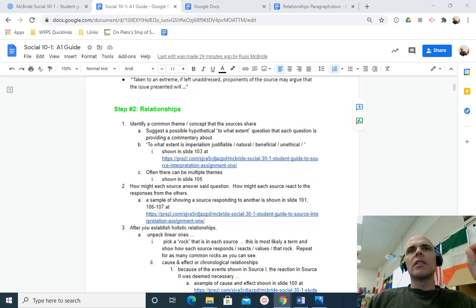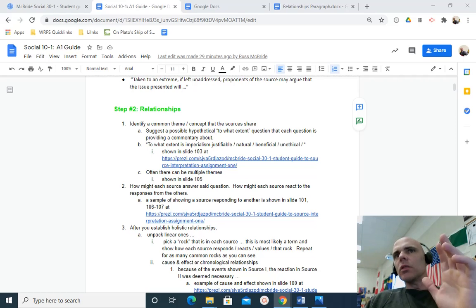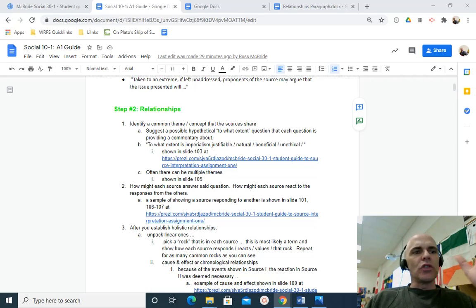In 10, it's probably going to be about to what extent is globalism or globalization justifiable. In 20, it's going to be something about nationalism. To what extent should nations or governments maybe encourage nationalism among its citizens? And in 30, we have all of these sources that end up fitting underneath the umbrella of, to what extent is liberalism an ideology that should be promoted.